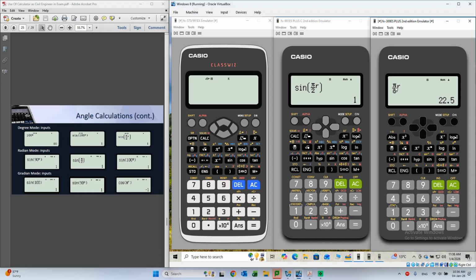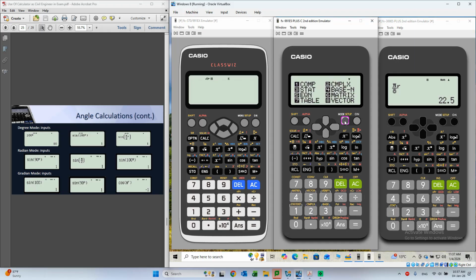Because I'm telling the calculator that pi over 8 is a radian, whatever calculation I'm doing converts back to degrees, because I am in degree mode, remember. So whatever you do, if you're in degree mode, you need to use this symbol if you're going to use pi or gradient.